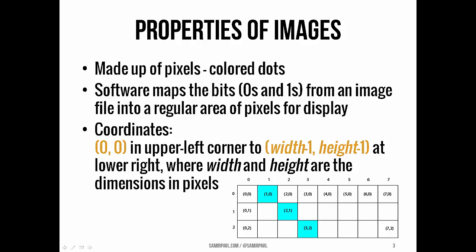Now, the way we do coordinates with a screen or with an image is actually a little bit different from the Cartesian coordinates that maybe you're used to from math class. It's not too complicated, but we use 0, 0 in the upper left corner of the screen. Then we head to the right and down to width-1, height-1, where width and height are dimensions counted in the number of pixels. We call this the screen coordinate system.